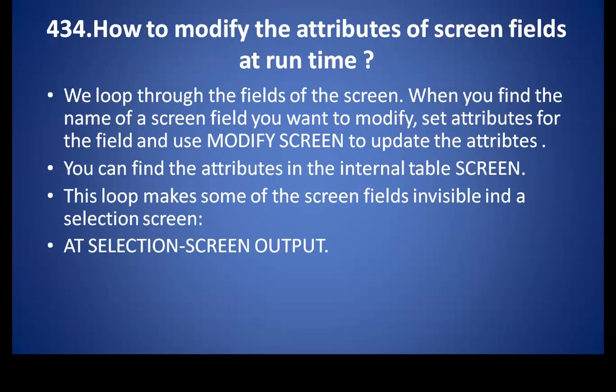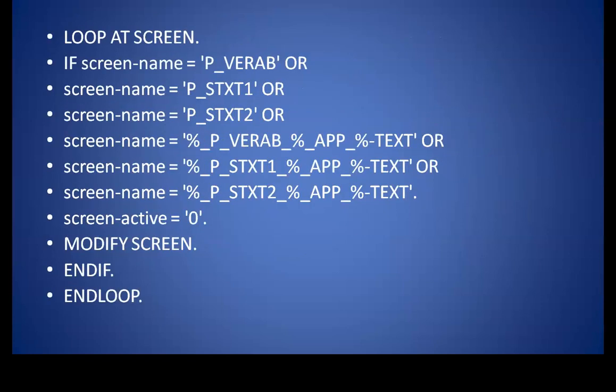How do you modify the attributes of a screen field at runtime? We loop through the fields of a screen. When you find the name of a screen field you want to modify, set the attributes of the field and use MODIFY SCREEN to update the attributes. You can find the attributes in the internal table SCREEN. This loop makes some of the screen fields invisible in the selection screen. So AT SELECTION-SCREEN OUTPUT is what we can use.